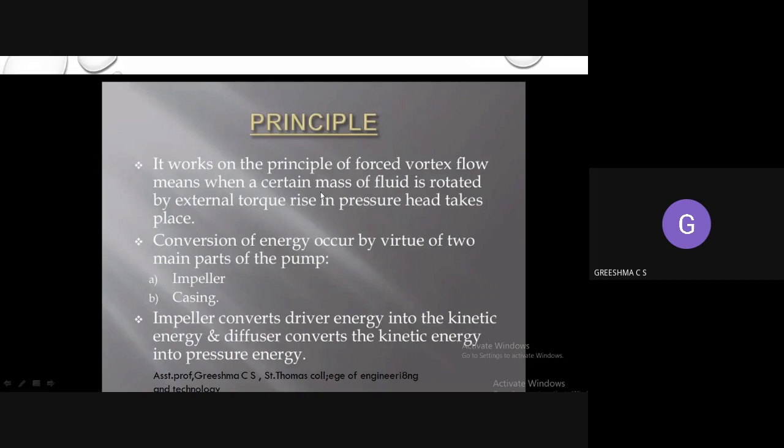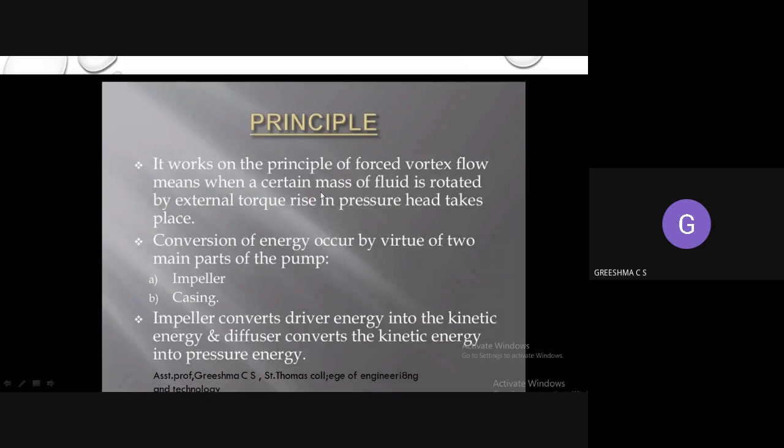Now what is the principle of this centrifugal pump? The main principle is the forced vortex flow, which means that a certain mass of fluid is rotated by an external torque, and there will be a rise in the pressure head. What do you mean by forced vortex flow? Imagine a liquid. I will explain in simple terms: when the liquid is rotated with an external torque, there will be a rise in the pressure.